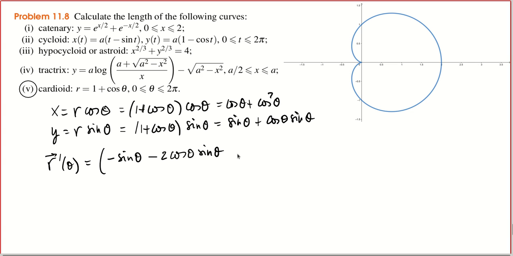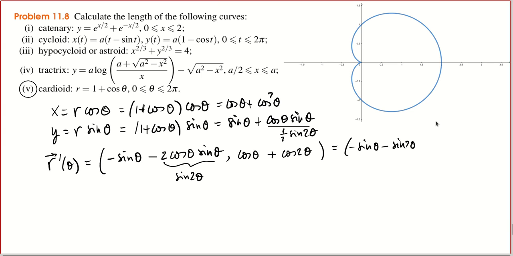And then for this one, remember that cosine theta sine theta is just 1/2 of the sine of 2 theta, which makes it easy to take the derivative. So the derivative is cosine theta plus 2 times 1/2 the cosine of 2 theta, so cosine of 2 theta here. This here is the sine of 2 theta. So what we have found is minus the sine of theta minus the sine of 2 theta, and cosine of theta plus the cosine of 2 theta.